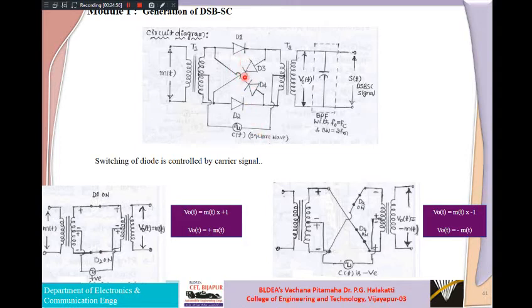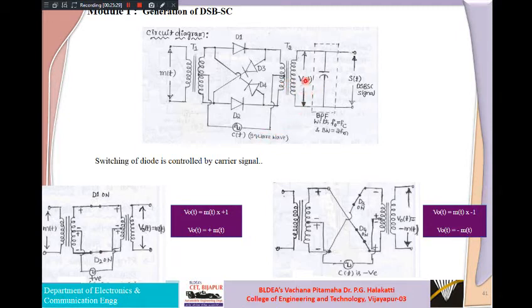Another important part of this circuit is four diodes connected in bridge form. They act like a bridge circuit. The idea of using the carrier as a square wave is that during the positive peak D1 and D2 will conduct, and during the negative peak the other pair, D3 and D4, will conduct.